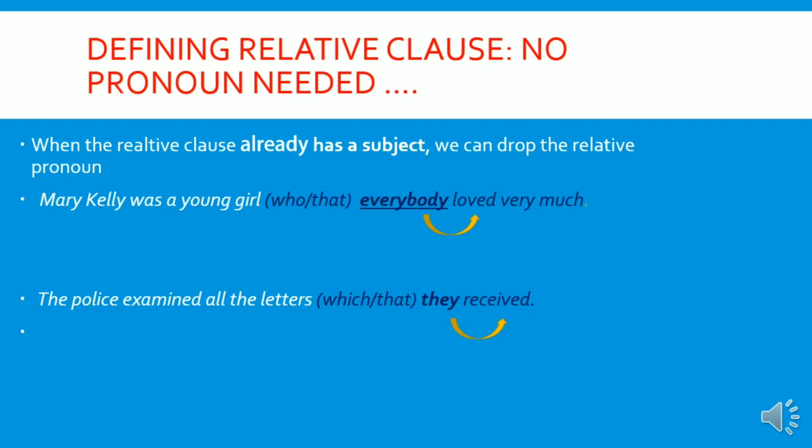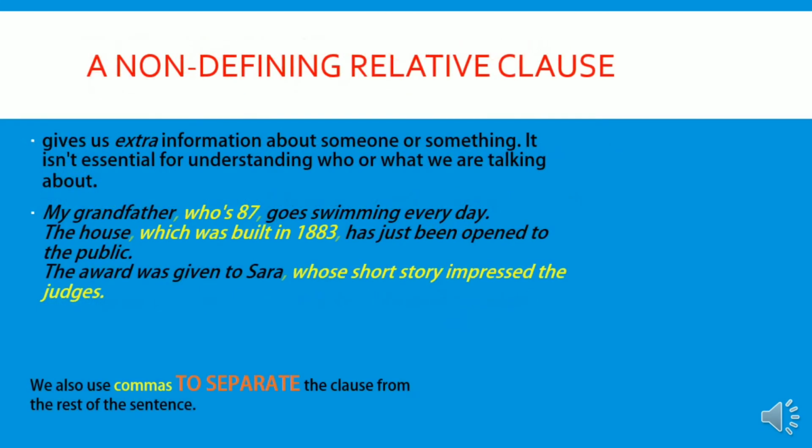Next. Kalau tadi kita ngomongin tentang defining relative clause, now we come to the non-defining relative clause. It gives us extra information about someone atau something. Remember, extra information. Jadi kalau kamu hapus clause-nya, sentence-nya masih bisa jalan, masih bisa punya arti. It has got the meaning already.